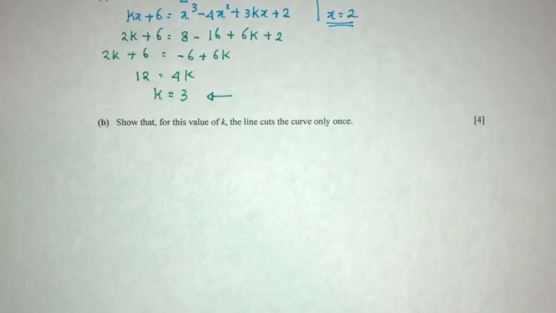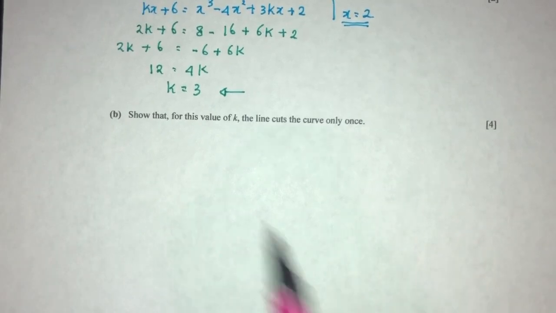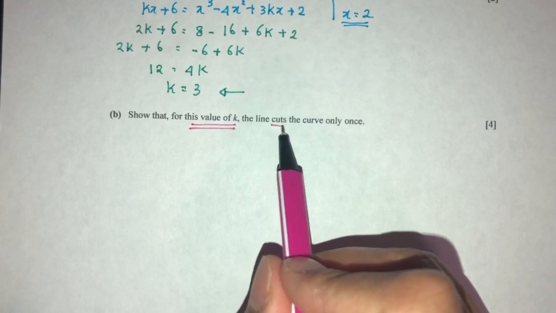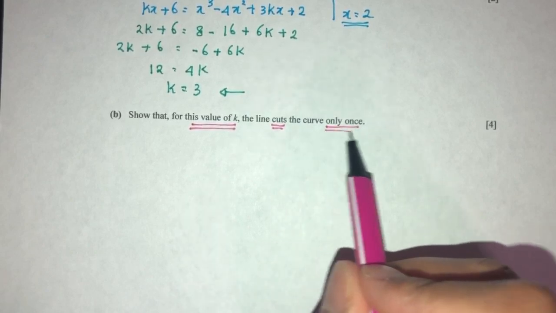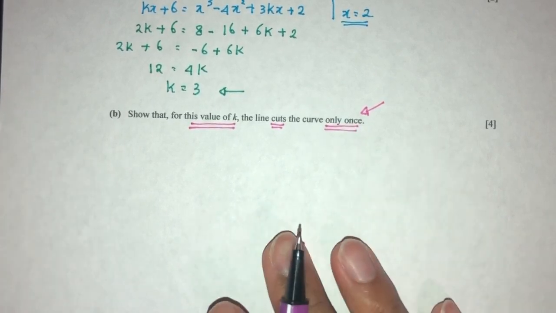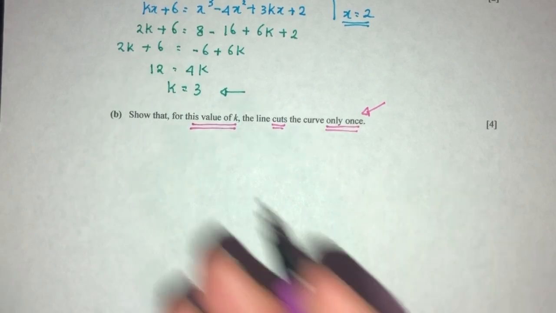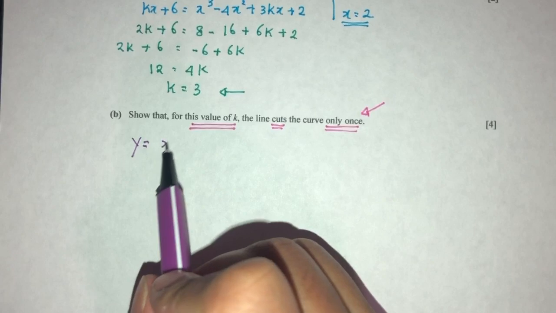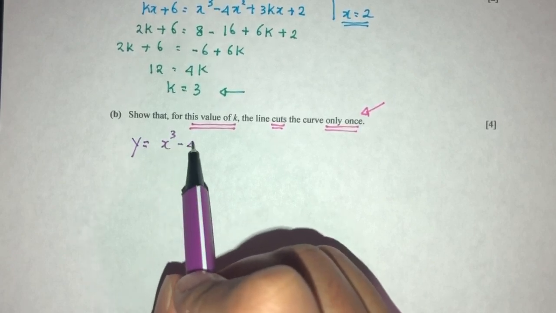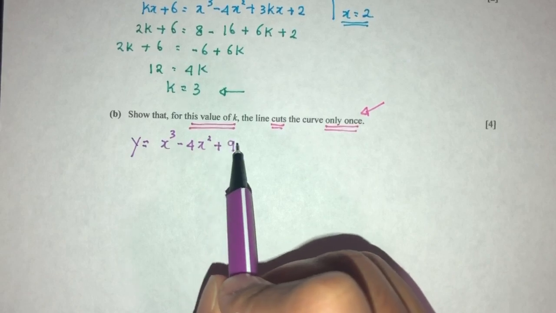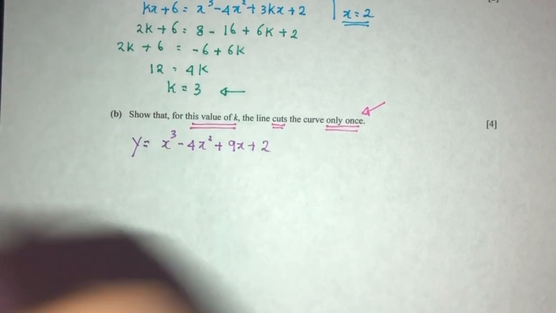Now let's move on. So we have to show that for this value of k, when k is 3, the line cuts the curve only once. So we have only one real root. So let's show this. Okay, so right now the curve equation with the value of k will be what? It is the value of y equal to x power 3 minus 4x power 2, k is 3, actually 9x plus 2. This is my curve.